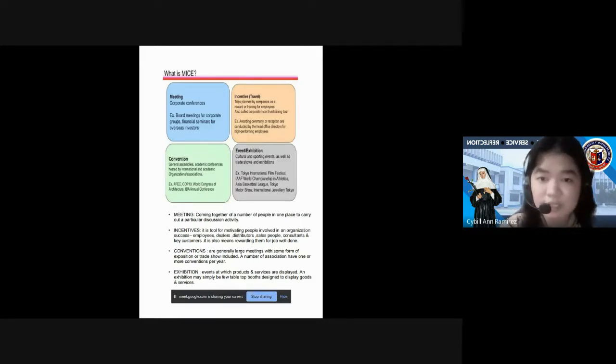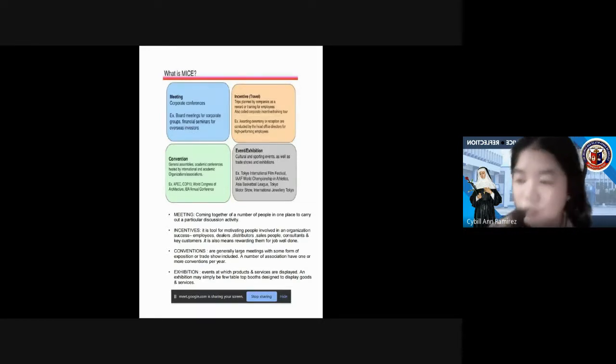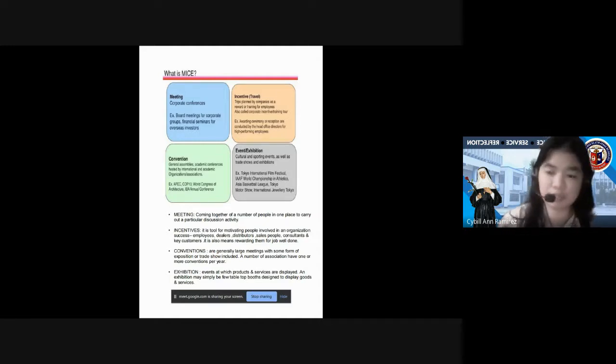Next is events or exhibitions. Sometimes it could be cultural or sporting events, such as the Olympics, or art exhibits showcasing different works of artists. It could be paintings or even fashion. Examples are the Tokyo International Film Festival, World Championship in Athletics, Asia Basketball League in Tokyo, or Motor Show, International Jewelry Tokyo. Anything that showcases art or sports, entertainment, cultural and the arts, falls under events and exhibitions.